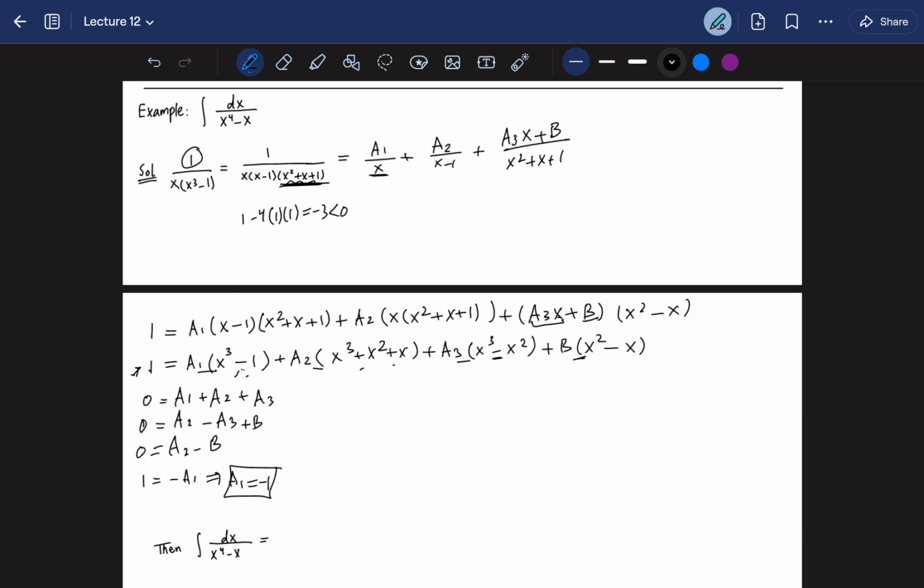Then let's plug it into the first equation and see if we can simplify anything. Actually, how about we do this first? Because here we can solve it easily. a2 is just equal to b. So let's plug in the values and see if we can simplify. For the first part, I have 0 is equal to negative 1 plus b plus a3. And for the second equation, I'm going to have 0 is equal to b minus a3 plus b.